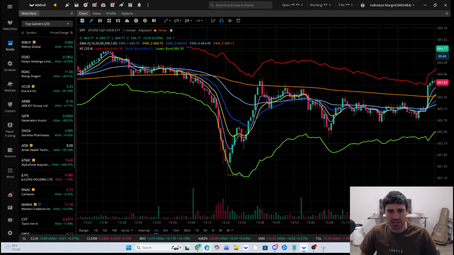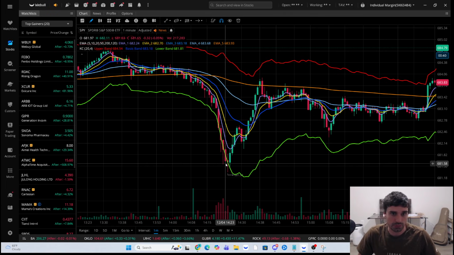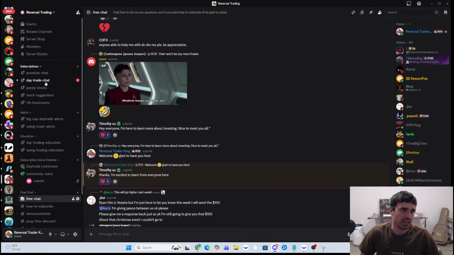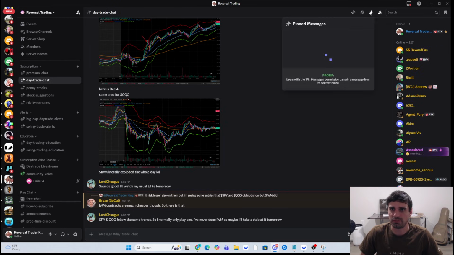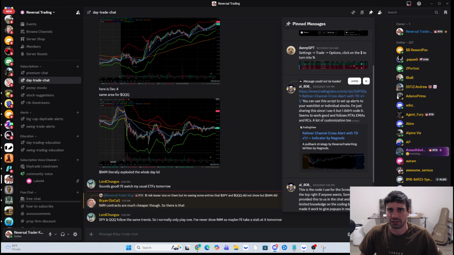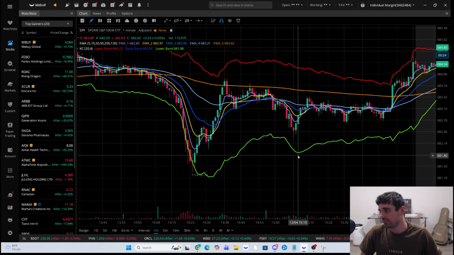I also have a bot that will alert me when the SPY is touching this lower band or Q is touching the lower band. You can see that in the day trade. You can get that set up in the day trade alerts or day trade chat. There's a pin thing here. You can find the settings right up in here. But it's a really nice thing. I think you guys are going to love it.